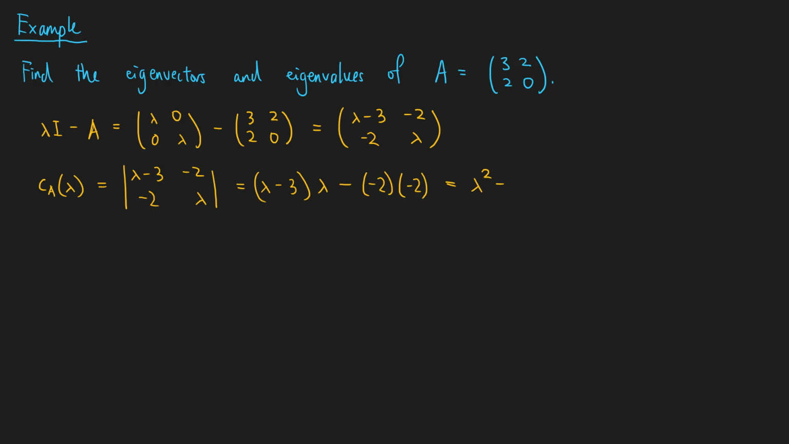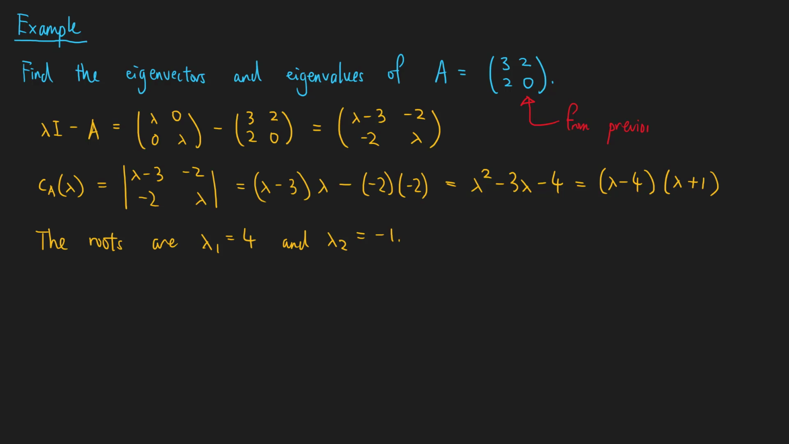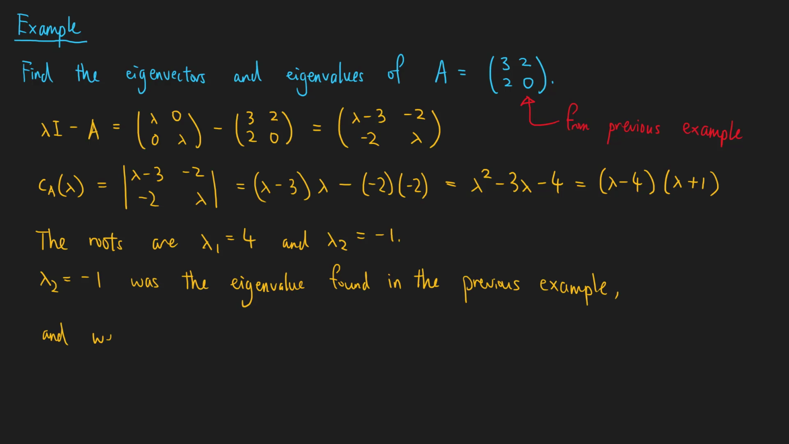This equals lambda squared minus 3 lambda minus 4, which can be factorized as (lambda minus 4) times (lambda plus 1). So, the roots are lambda 1 equals 4 and lambda 2 equals negative 1. Notice that the matrix A is the same matrix from the previous example, and lambda 2, which is negative 1, was the eigenvalue that we found before. And now we have found a new one, lambda 1 equals 4.